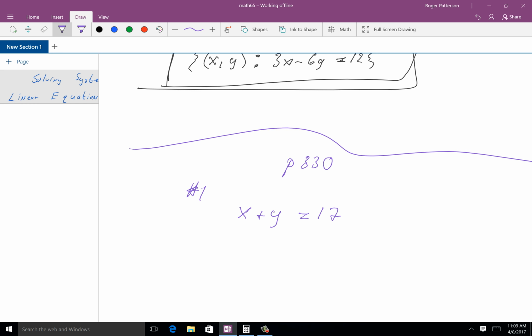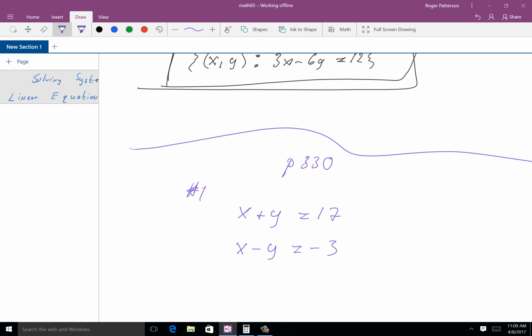Now we have the second sentence. If one number is subtracted from the other, their difference is -3. What could we write for that? x minus y equals -3. Because it says if one number is subtracted from the other, their difference is -3. So there's our two equations.